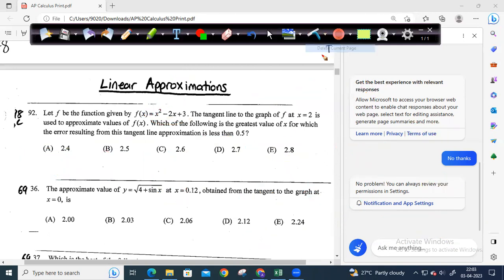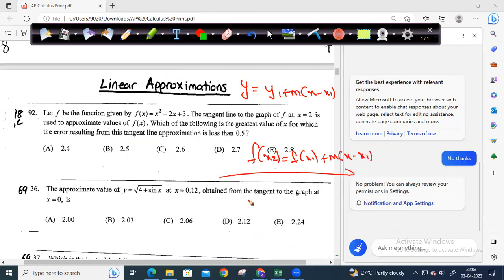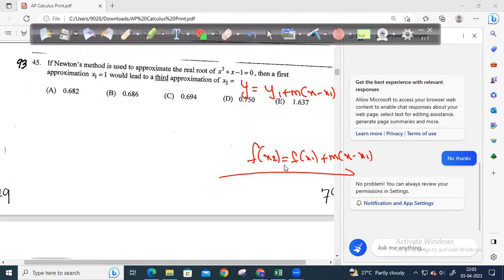So linear approximation is most important. Y minus y1, you know this formula: y minus y1 is equal to m into x minus x1. So f of x2 is equal to f of x1 plus m into x minus x1. Same formula I am using in all these questions. So till linear approximations, please try to do these questions.